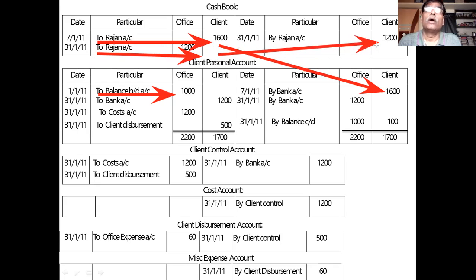Rajan. Okay, whatever payment you make here, the debit side comes to the credit side as bank here, and this debit side comes to the credit side here. This is the point. Clear?